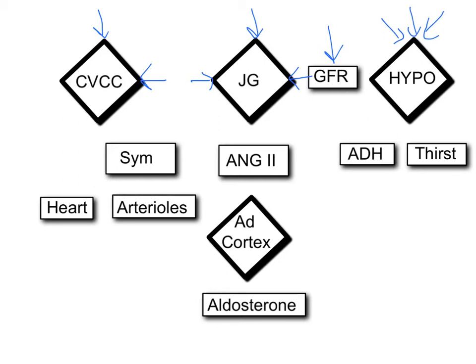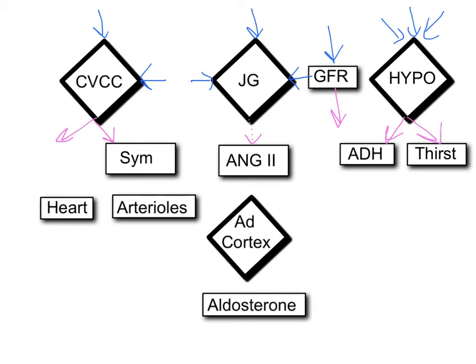Now what we're going to do is look at the outputs. So we're going to discuss the fact that the cardiovascular control center has 2, so it's going to be going to the sympathetic and the parasympathetic. The JG cells are going to be going through a little dotted line going to angiotensin II via the RAAS system, and the GFR is also going to be going out, having an effect on volume, and the hypothalamus has 2.